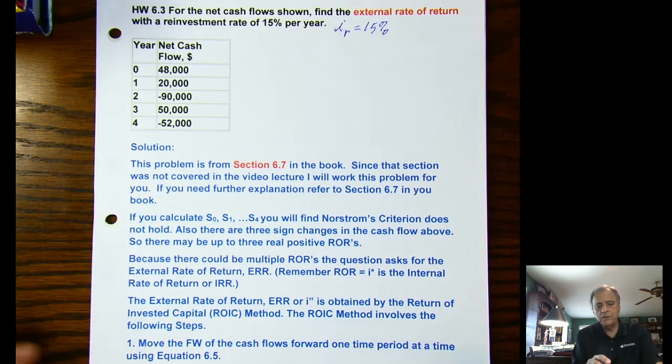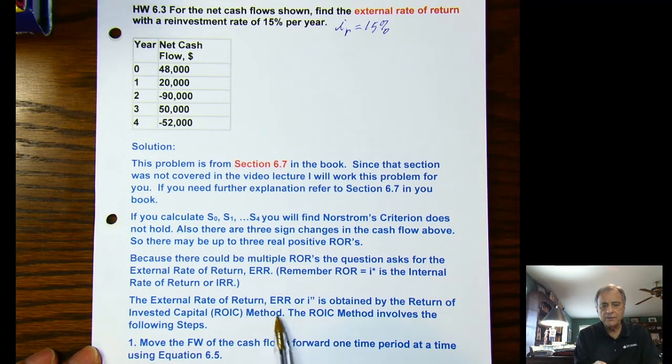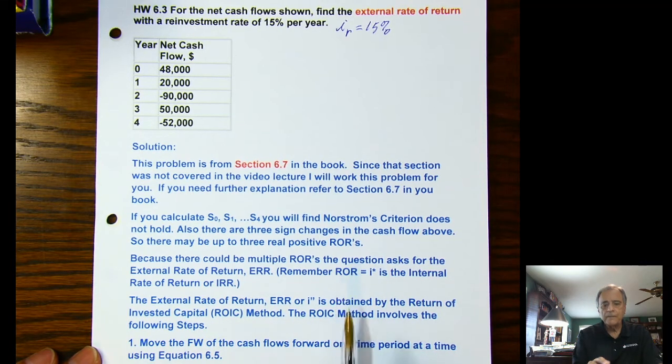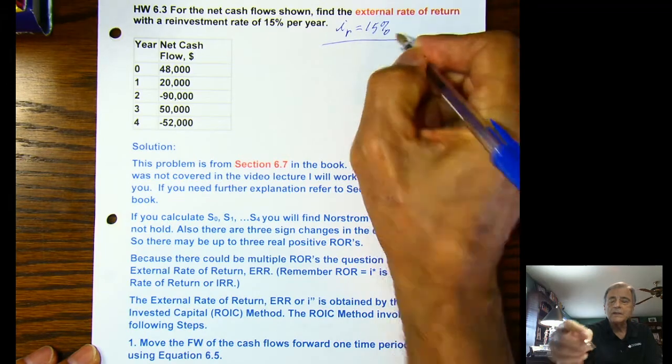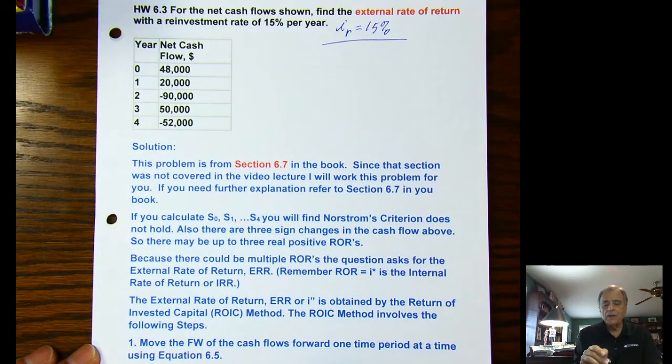The author also mentions that the external rate of return, ERR, remember ROR was internal rate of return, and ROR, remember, was I star, okay? Well, ERR, external rate of return, is I double prime. I double prime is obtained by the return on invested capital method. So this is a new method of looking at the cash flows. The return on invested capital method involves the following steps.